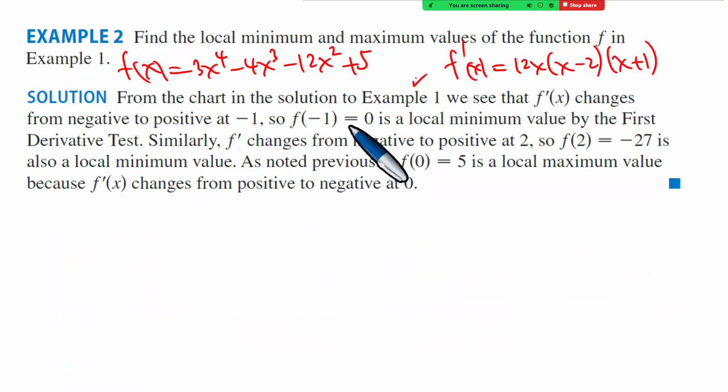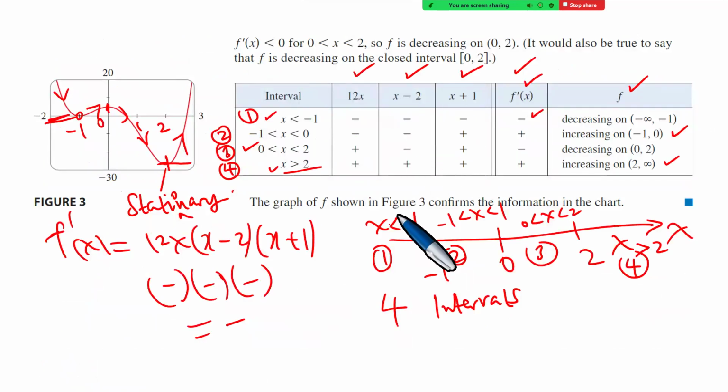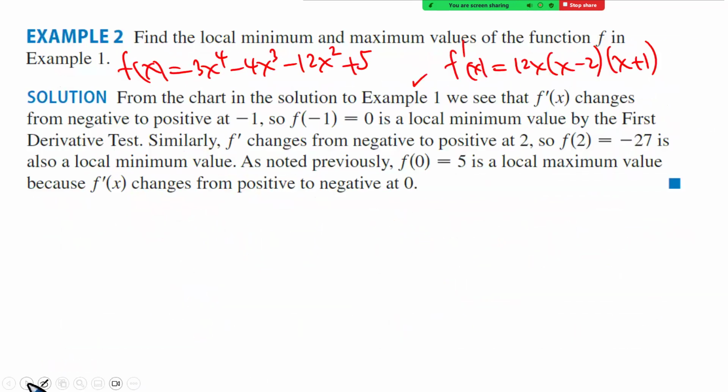So from the chart in the solution to example 1, we remember the chart. These are the two functions, the function f and its derivative. The derivative has already been factorized. But remember the chart we're just looking at. Where is the chart? This is the chart. Let's see what the examiner is saying here.